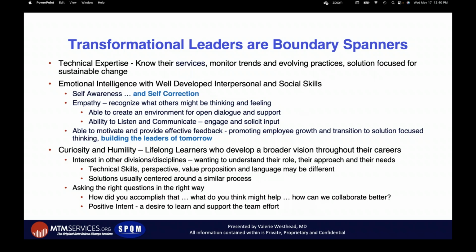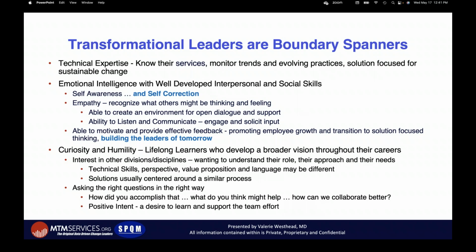So I need to make sure that I have enough self-awareness and self-correction so that I can stop myself if I'm going down the wrong path. I have empathy. I understand how things are affecting other people who work for me, other systems that the CCBHC is engaging with, and I am able to create an environment where we can talk about things, where there can be mutual support, that we have listening and communicating, and we have input going back and forth. And finally, I have the ability to provide effective feedback and to motivate folks. I can have the tough conversations, and I can identify those who I should be encouraging to continue to grow and move in new directions because they have potential to bring other good things to the world.